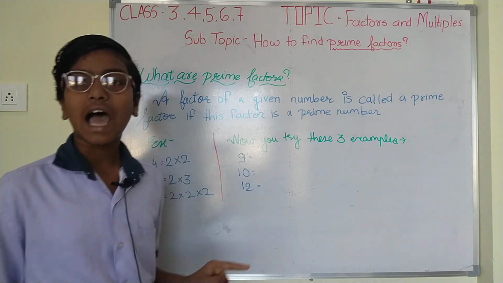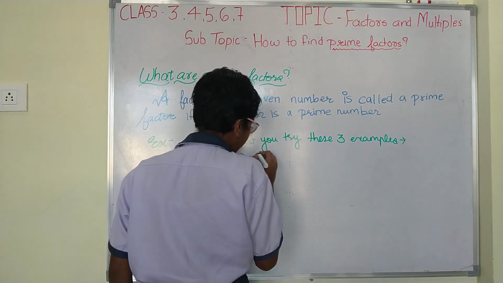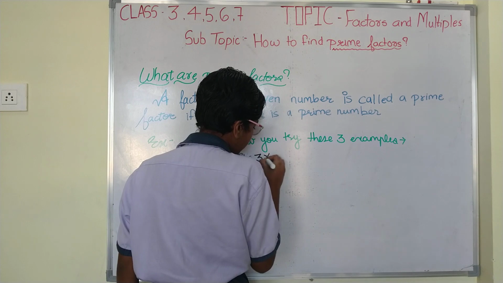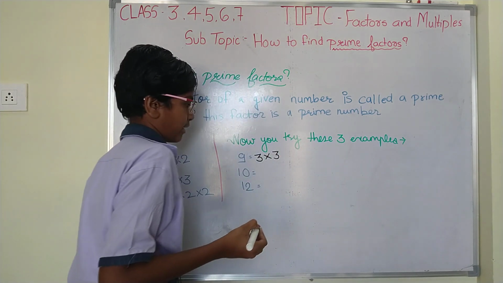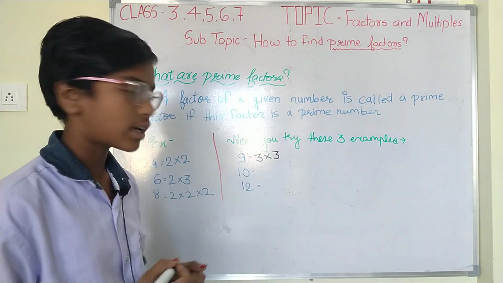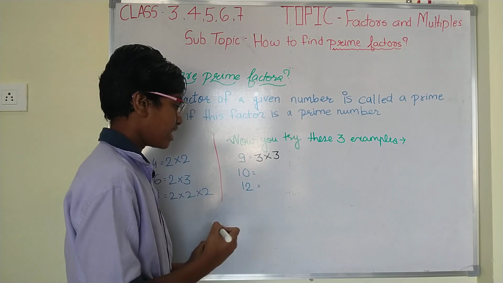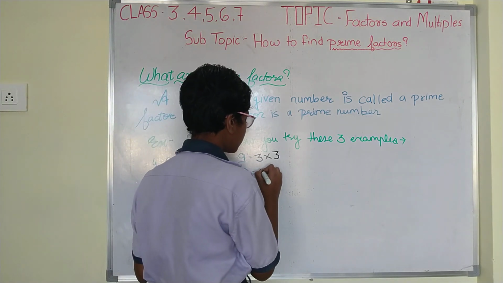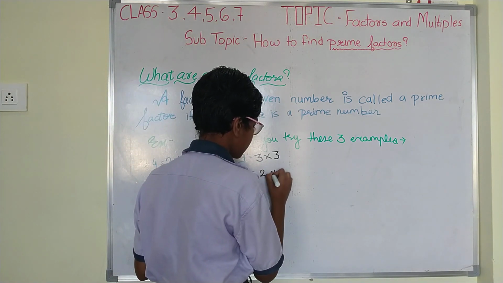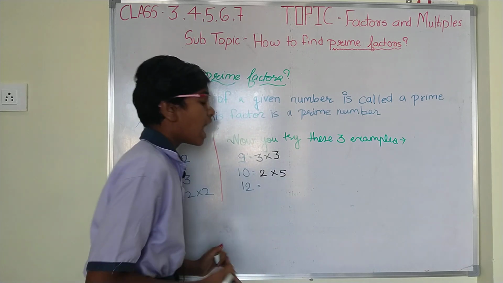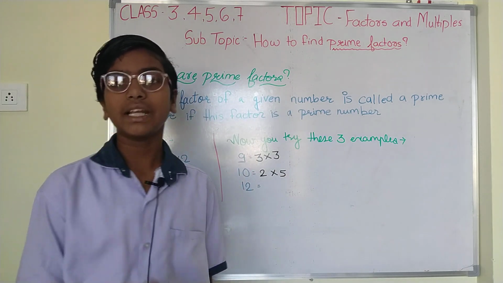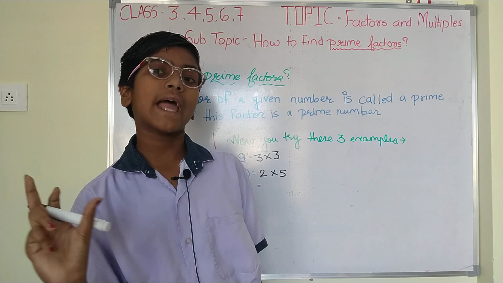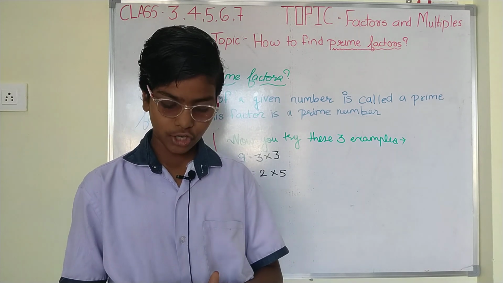9. I know 3 into 3 equals 9. 10 equals 2 into 5. I'll check with the smallest prime number first, and then check which prime number I'll multiply with.